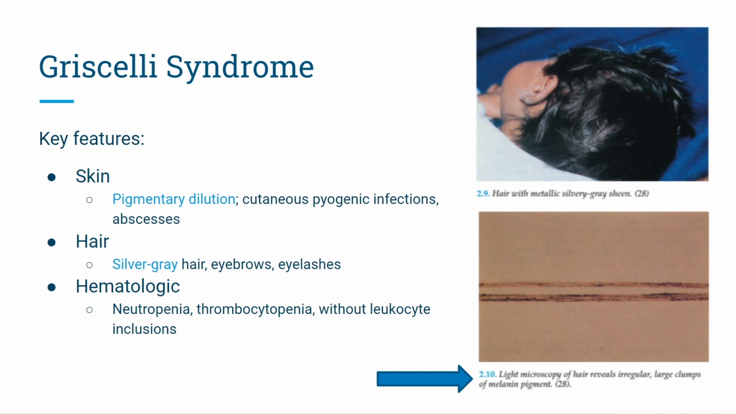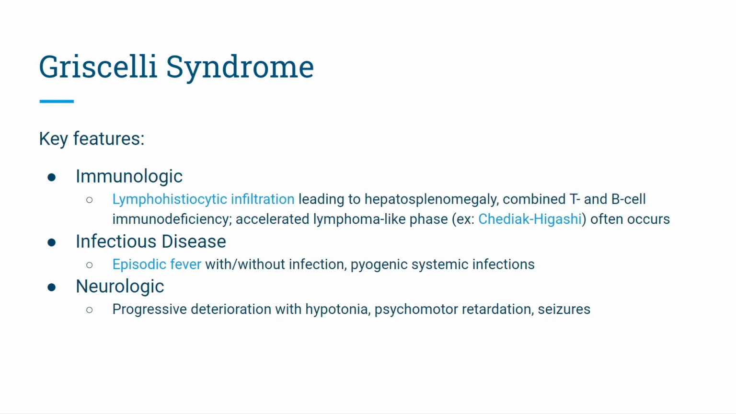You're going to see a pigmentary dilution, cutaneous pyogenic infections, abscesses, silvery gray hair, neutropenia, thrombocytopenia, no leukocyte inclusions. With Griscelli syndrome, you're going to see large clumps irregularly spaced in the melanin pigment. That's big. A lot of these things are going to ask you, look at this. What is this? And that's one of the keys with Griscelli is that you can see these large clumps on the hair shaft.